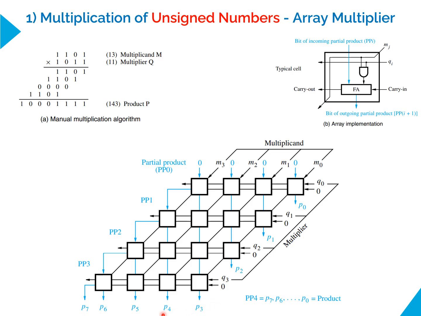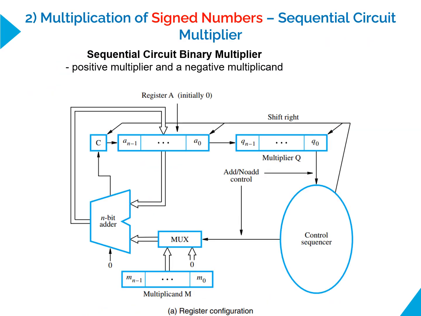And you can see the final partial product, which is the output of each array cell. This circuit can be used only for a 4 cross 4 multiplication. If we have some other combination of multiplier and multiplicand, then it is not flexible. So you have to go in for other sequential multipliers. This sequential multiplier will work for a positive multiplier and a negative multiplicand.